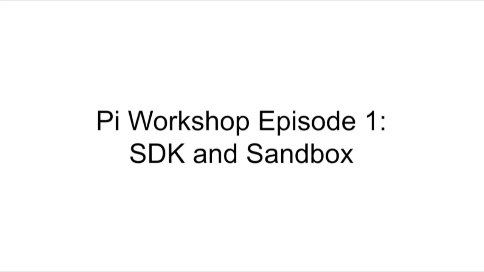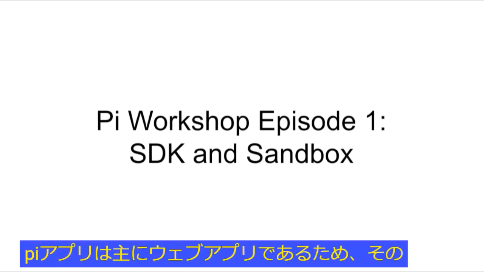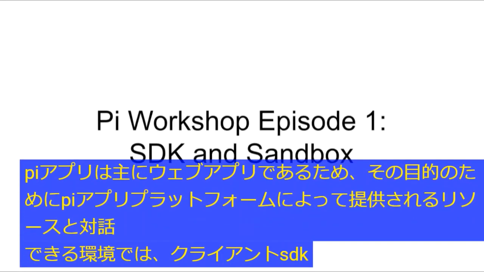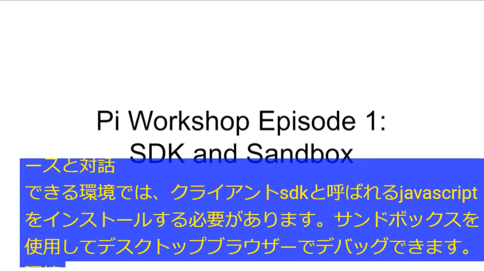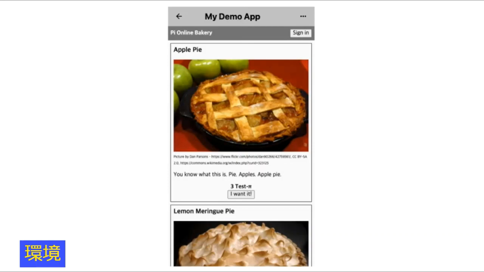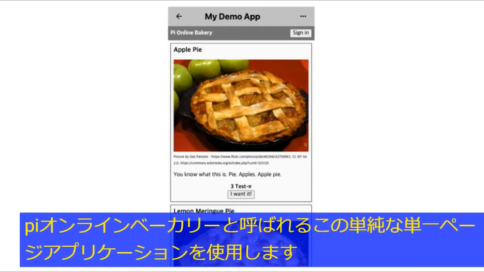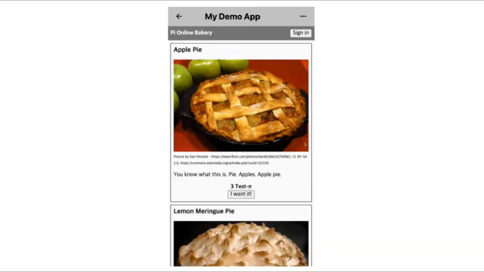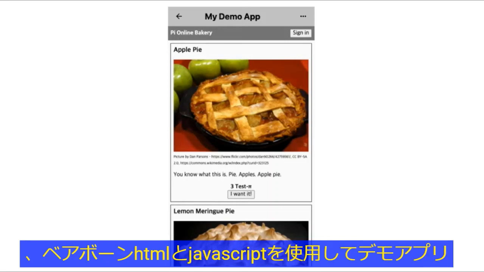For that purpose, you need to install a piece of JavaScript called the Client SDK in your app. Since Pi apps are primarily web apps, you can debug them in the desktop browser using the Sandbox environment. We are going to use this simple single-page application called Pi Online Bakery. It is initialized with Create React App, but you can still create your demo app with barebone HTML and JavaScript.